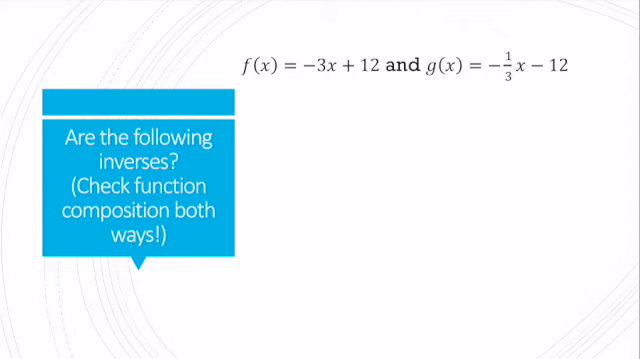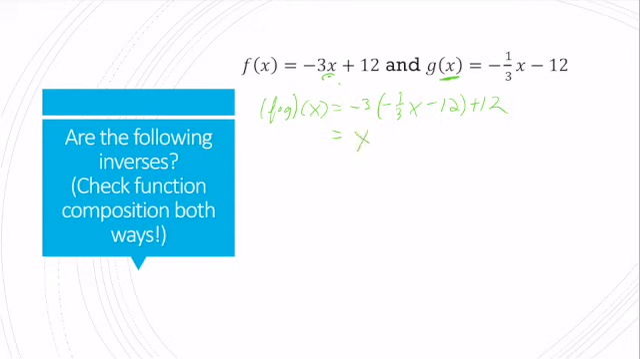I have f of x equals negative 3x plus 12, and g of x equals negative 1/3 x minus 12. So let's take f composed with g first. So I'm going to take negative 3. Remember, I'm plugging g of x in for x. Negative 3 of negative 1/3 x minus 12 plus 12. That gives me, I have to distribute negative 3 times negative 1/3. That gives me a positive x.